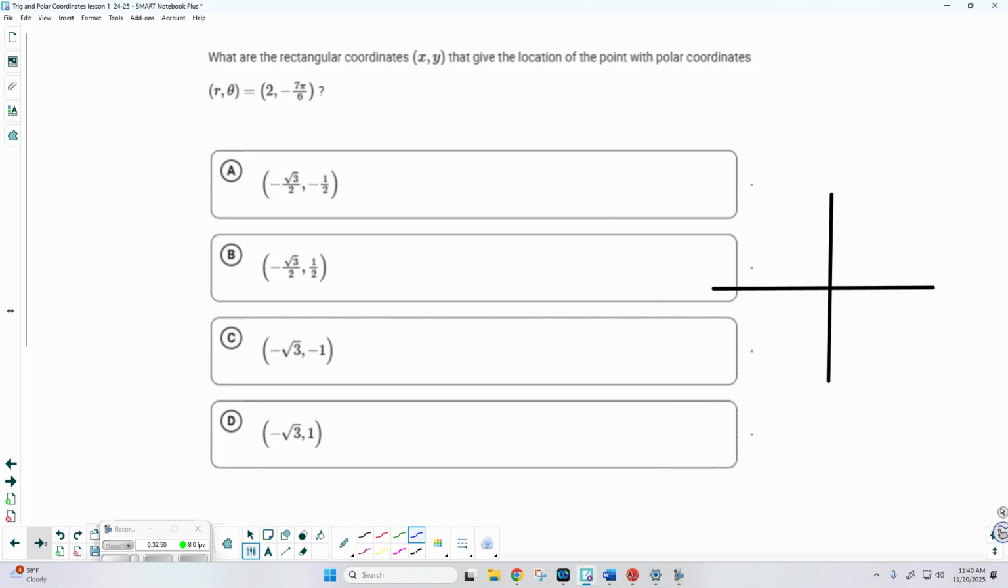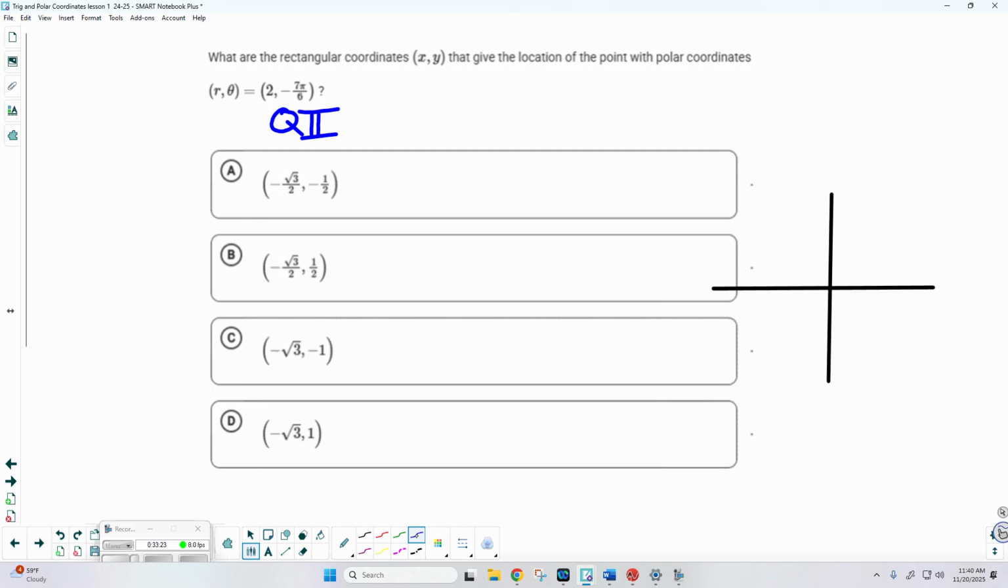Okay, so you may not be done, and that's okay. All right, so this first one says, what are the rectangular coordinates x, y that give the location of the point with polar coordinates 2, comma, negative 7 pi over 6? Well, you remember what I said about using the answer choices to help you. What quadrant is that polar coordinate in? Not 4. It is quadrant 2. Okay, it's in quadrant 2. So that means the point I choose has to be in quadrant 2 as well.